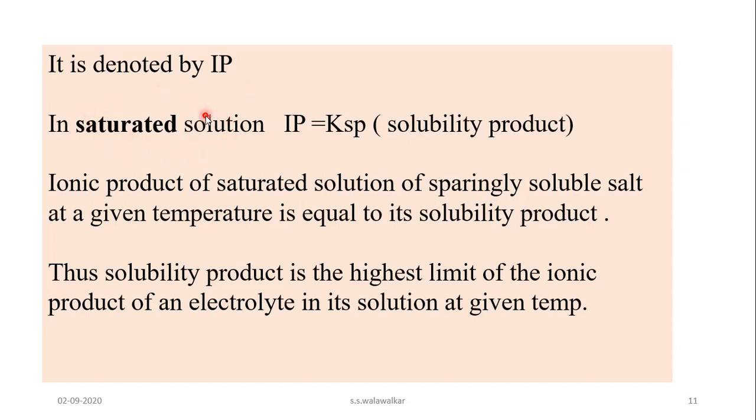And in a saturated solution, ionic product is equal to solubility product. The ionic product of a saturated solution of a sparingly soluble salt at a given temperature is equal to the solubility product. The solubility product is the highest limit of ionic product of an electrolyte in its solution at a given temperature.